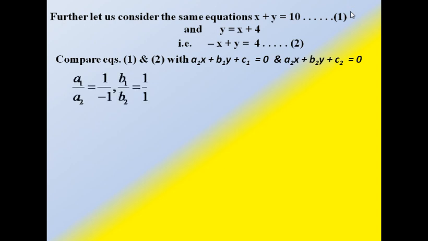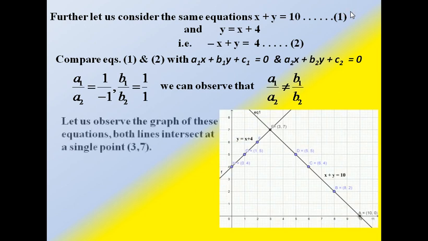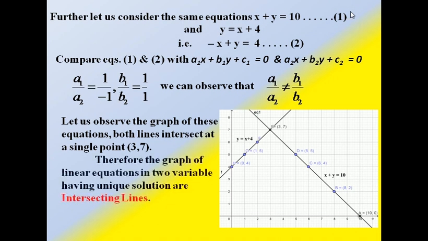We can observe that here a1 by a2 is equal to 1 by 1, b1 by b2 is equal to 1 by 1 is 1 and a1 by a2 is minus 1. We can observe that a1 by a2 is not equal to b1 by b2. Therefore, by observing the graph of these two equations, both lines intersect at a single point, 3 and 7. Therefore, for linear equations in two variables having a unique solution, the graph shows intersecting lines.